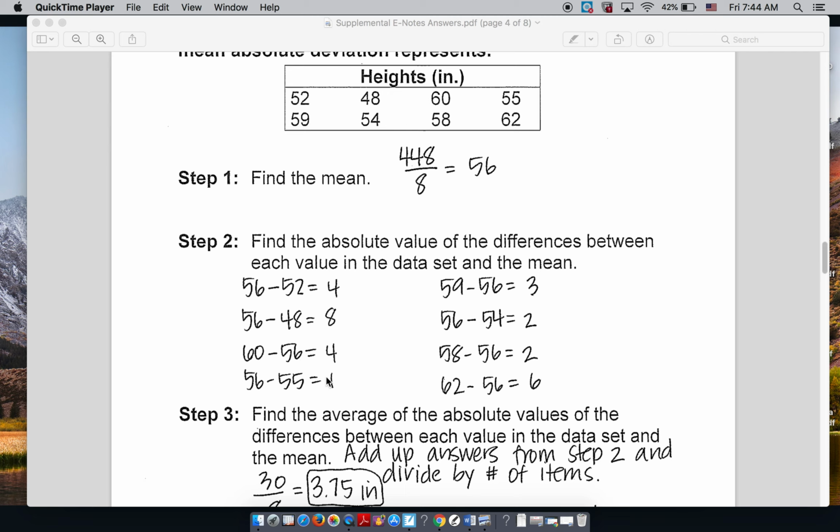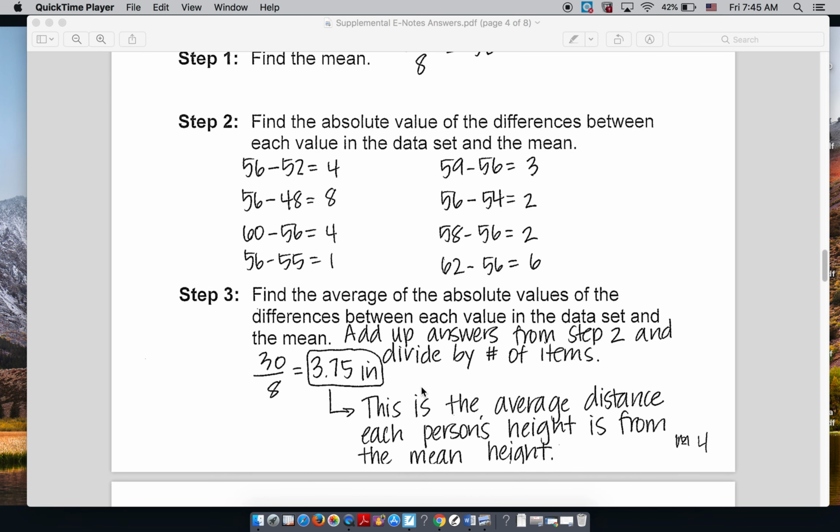And just making note that if you did happen to flip them and you got a negative answer, every time we are finding the absolute value. So once I found all the distances, I then did my step 3, which is to find the average of the absolute values. And so I added them all up and divided them by 8. So 30 divided by 8, and I got 3.75. Now what does that mean? That means that the average distance each person's height is from the mean is around 3.75 inches.